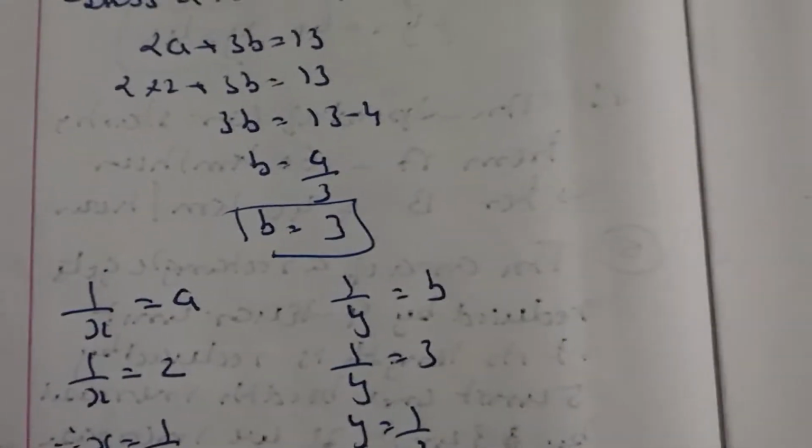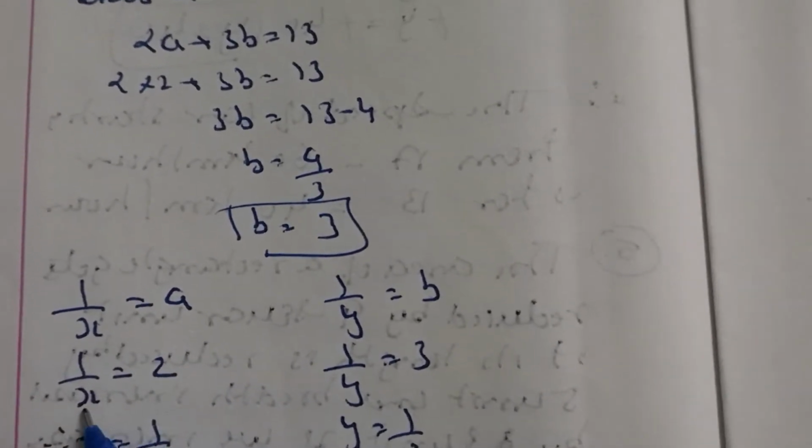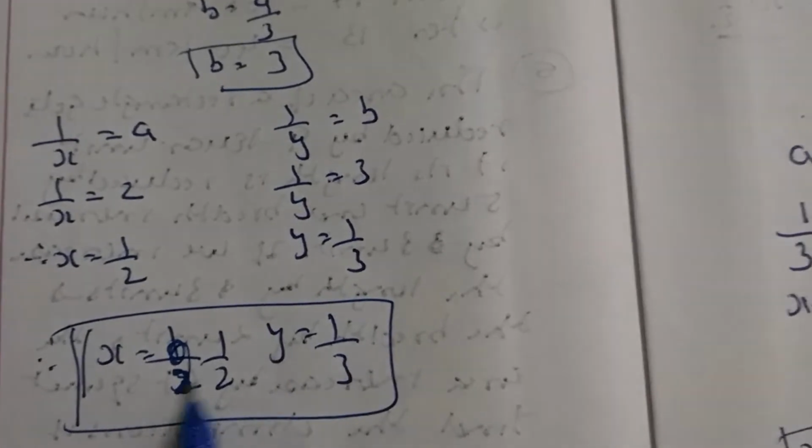x is shifted on the right hand side, and 2 goes as division. So x is equal to 1 upon 2. Same way, b was 1 upon y. So 1 upon y is equal to 3. So y is equal to 1 upon 3. So my solution of the equation is x is equal to 1 upon 2 and y is equal to 1 upon 3.